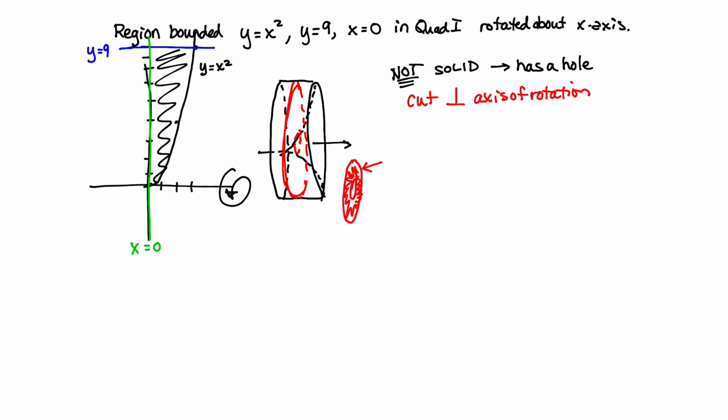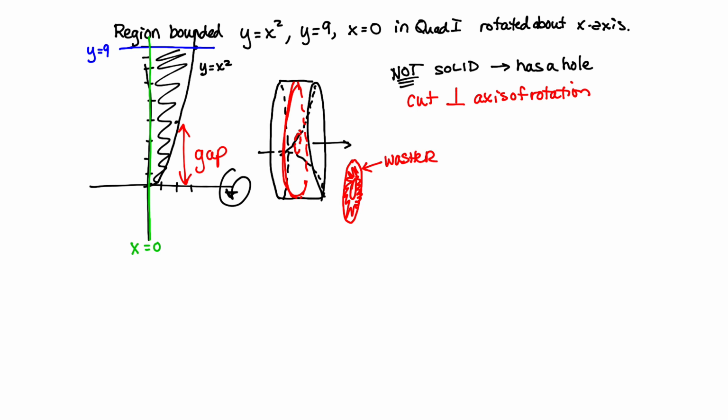Because the outside is solid, the outer part is solid, but the inner part has a hole in it. This is called a washer. When your thing has a hole in it, I'll call it a gap. See how there's a gap right here? There's a gap between your thing and the thing you're rotating it around.